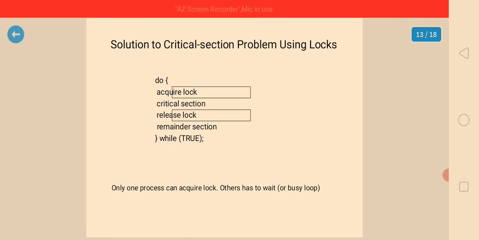So the critical section problem using locks: do, acquire lock, critical section, release lock. Why are we using a lock here? So that no other process comes and interrupts the running process. That is the reason we are using locks here.